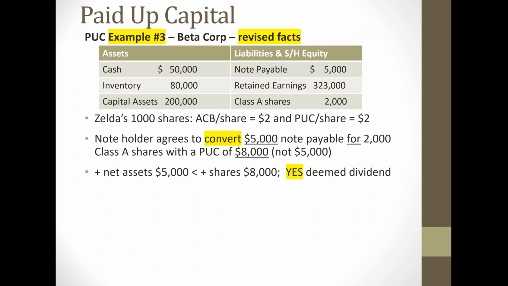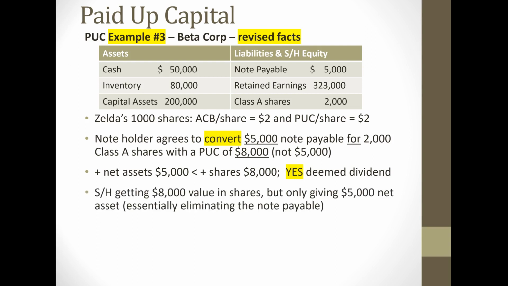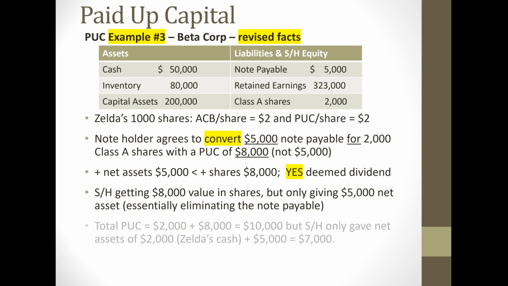The corporation is getting a reduction to liabilities of $5,000, so the net assets will increase by $5,000, but the PUC that's given to the shareholders has a value of $8,000. So the shareholders collectively are getting an increase of $3,000 in value. So there is now what we call a deemed dividend. Shareholders are getting $8,000 in value in the shares, but are only giving up $5,000 of net assets by the elimination of the notes payable. So now we have this $3,000 deemed dividend.